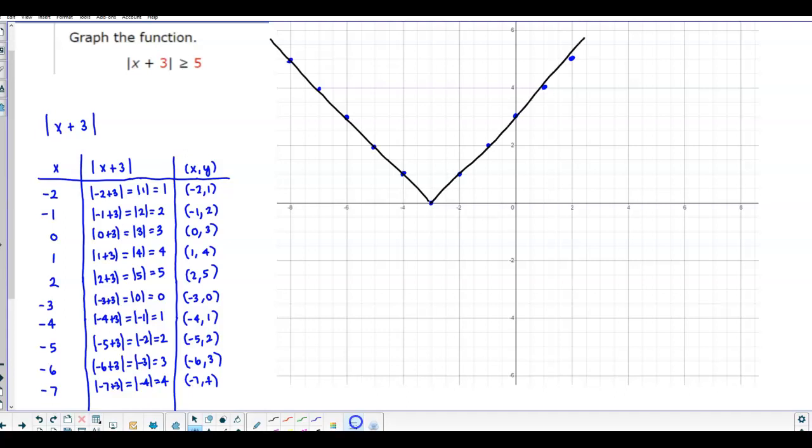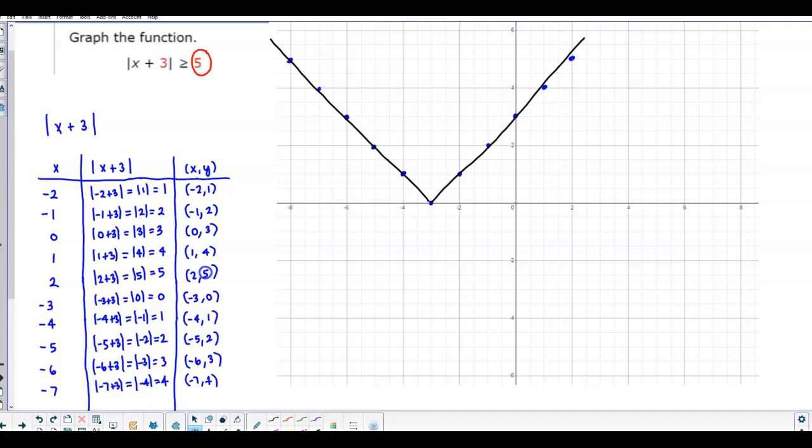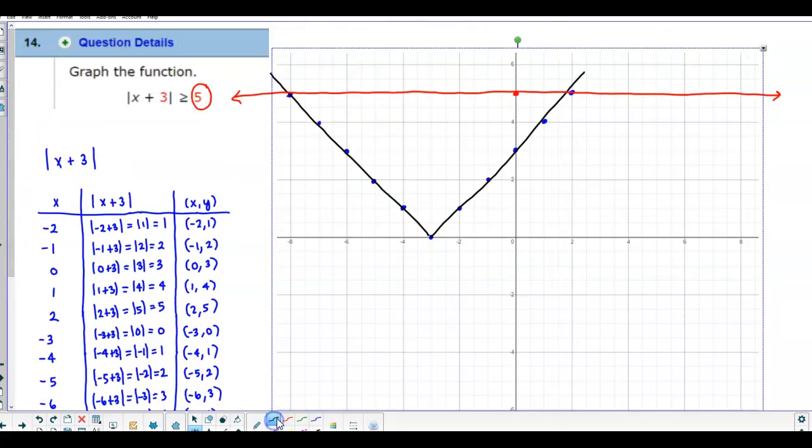Okay, now the next thing that we need to look at is 5. That means it's greater than or equal to 5. So that means here, this is where 5 is. So that means it's a horizontal line that's going to cross through here. If you take a look at the graph, you can see that we can extend this a little further if we wanted to, and extend this a little further if we wanted to.